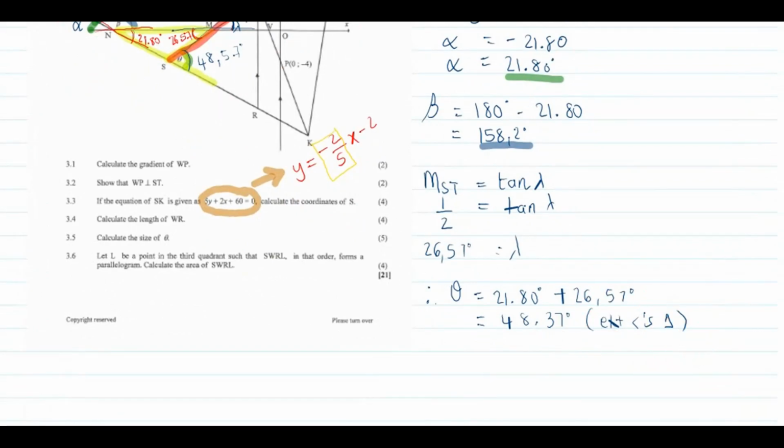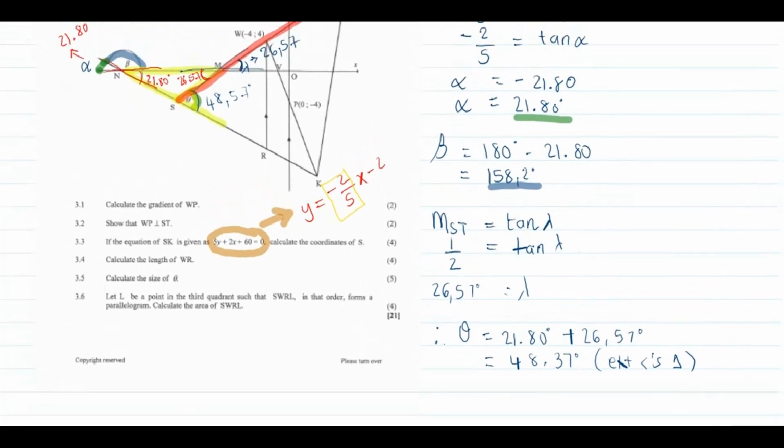You know that an exterior angle in a triangle is equal to your opposite interior angle.